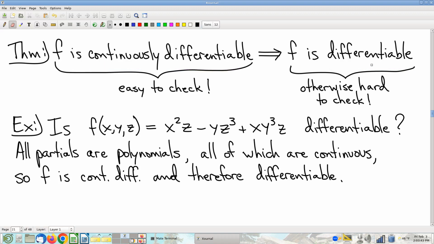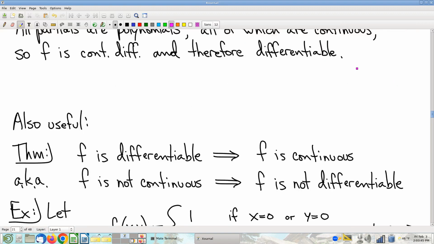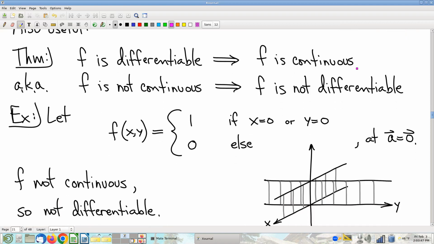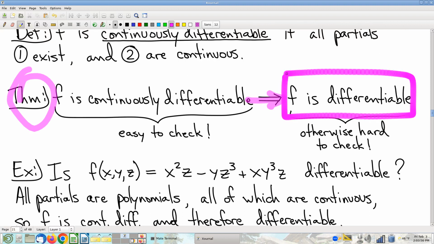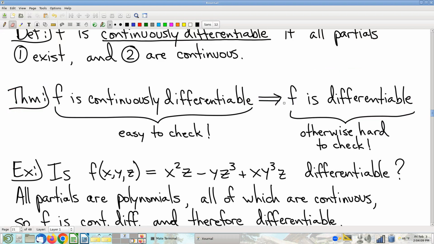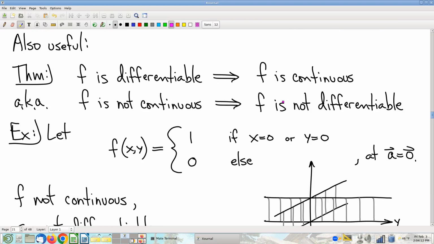Okay. All right. So here's another useful fact. I should come back up here real quick. Notice that this theorem only allows you to conclude that a function is differentiable. This doesn't give you anything that you could check from which you can conclude that the function is not differentiable. It just doesn't do that. But here's another true fact. Every differentiable function is continuous.